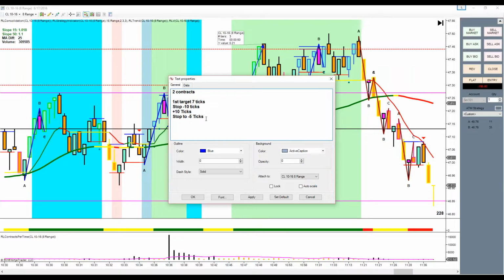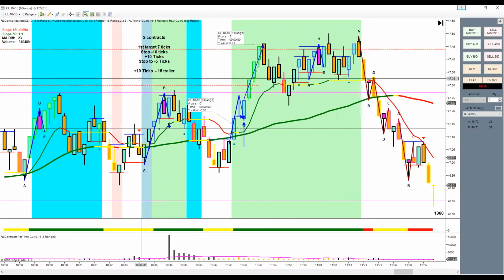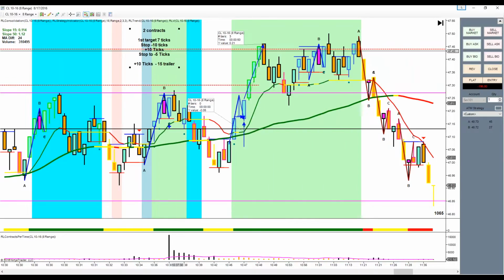But you're on a trailer now. You're on a 15-tick trailer. So every time the trade goes an additional tick above 10, you lock in an additional tick of profit. So at plus 10 ticks, you're on a 15-tick trailer. Now it's a very aggressive ATM. That's why you have to get in.